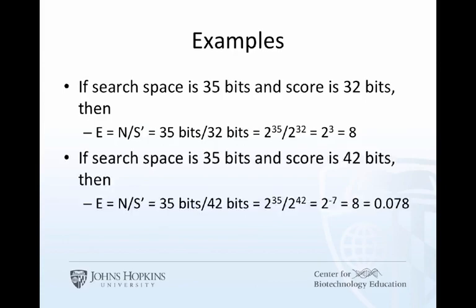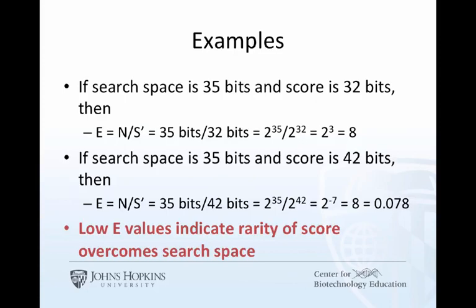With a score that has more bits than the search space, let's say 2 to the 35th over 2 to the 42nd, that's 2 to the minus 7, or 0.078. As you can see, low e-values means that the score has more bits than the search space. Or, to put it another way, the rarity of the score exceeds the magnitude of the search space. Or, your score is rare, even factoring in millions of events, or database sequences in this case.